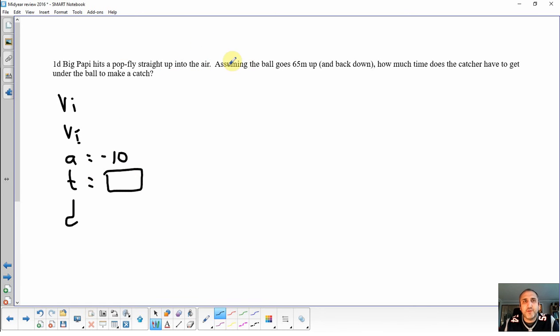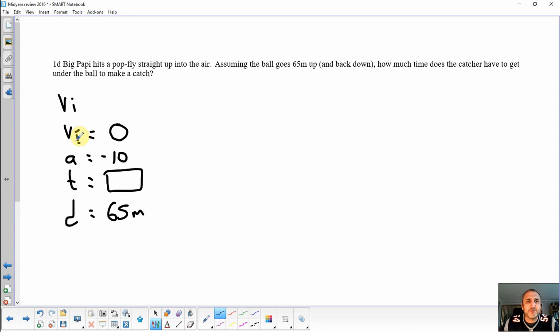Hits a pop fly straight into the air. We know it goes 65 meters. So we're looking for time, but we don't know the initial velocity, and we don't know the final velocity, sort of. We don't know the velocity that the batter hits it with, and we don't know the velocity that it would get caught with, but we do know that the velocity at the top, just like we did with the last problem, is 0. So if we look at half of the trip, we know a lot more than we think we do. And we can say, all right, let's look at the first half of the trip again. Make that final velocity 0 meters per second.